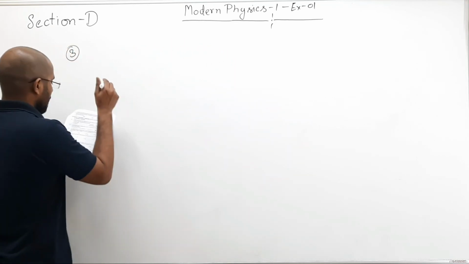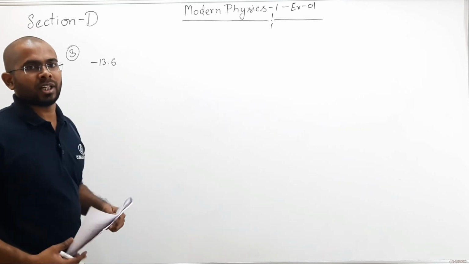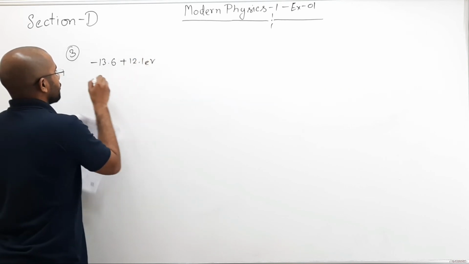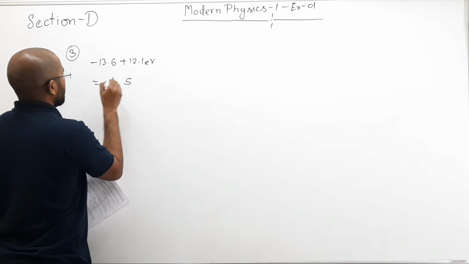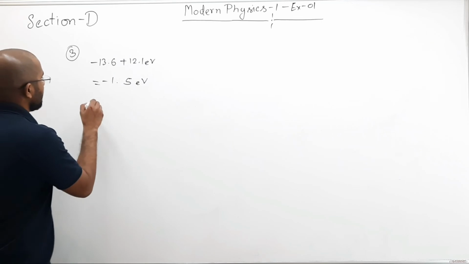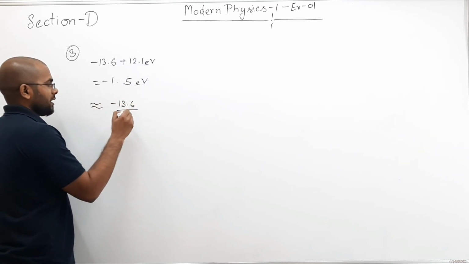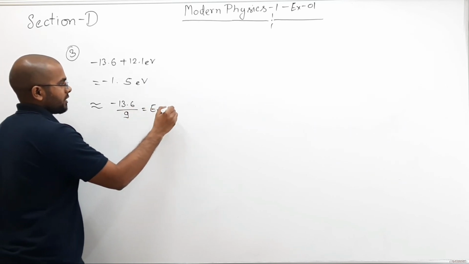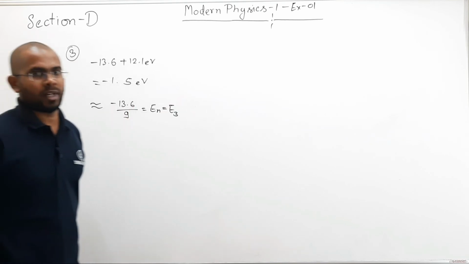Now, so ground state energy is minus 13.6. And you provided some energy. How much energy did you provide? Plus 12.1 electron volt. So what is the final energy? Final energy is minus 13.6 plus 12.1, which is minus 1.5 electron volt. So minus 1.5 electron volt is approximately how much? This is approximately minus 13.6 divided by 9, which is nothing but energy of the third state, minus 13.6 divided by n square.